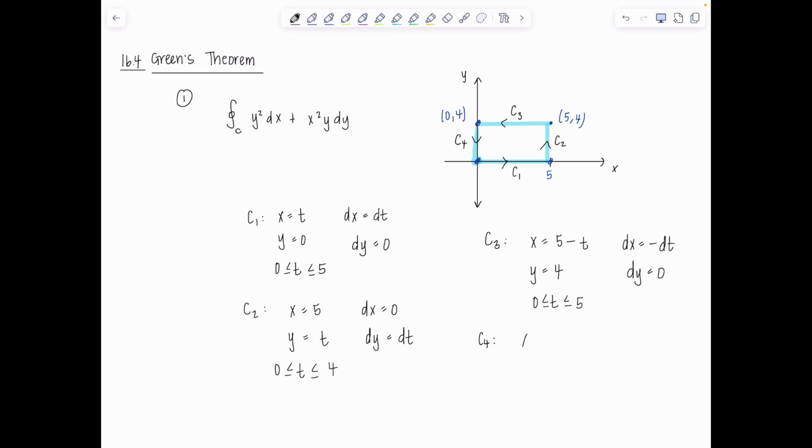And then C4, similar idea. In this case, x is fixed. y would be 4 minus t, and t is between 0 and 4. And dx is 0, and dy is negative dt.